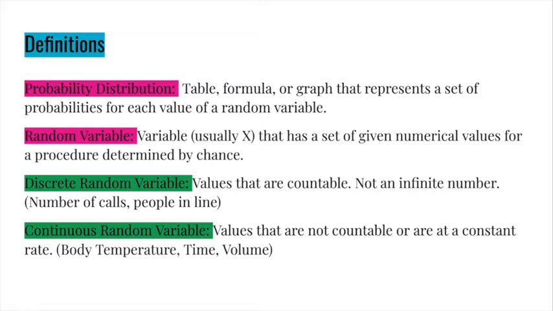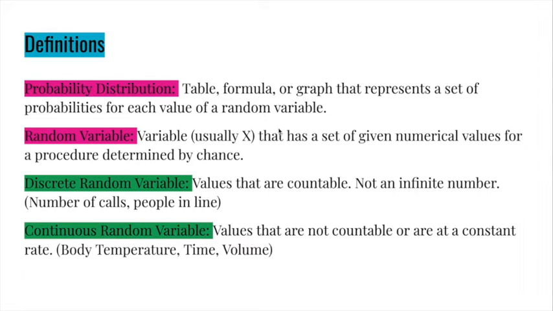There are two types of random variables. The first type is discrete random variables. These are values that are countable. They're not an infinite number. So an example of this would be the number of times a phone was called, or number of people in line at a store, or number of times heads was flipped out of 10 coin tosses.